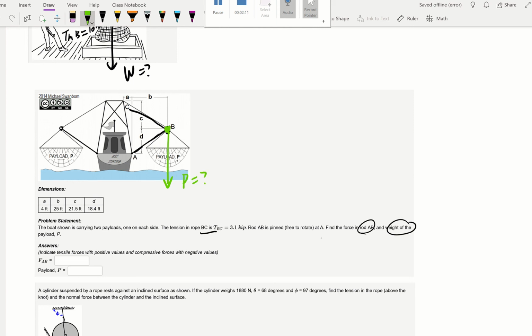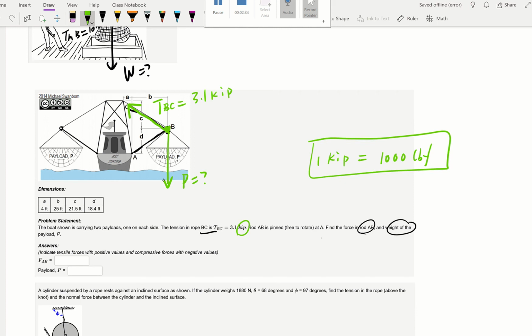Then we also have the tension in the rope BC. That's given. So it's pulling up the load from B to C, TBC, that's 3.1 kips. By the way, kilo means 1,000, so 1 kip means 1,000 pound force, okay? So this is potentially equal to 3,100 pound force, okay?